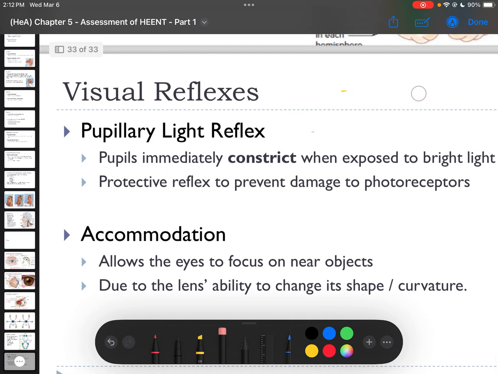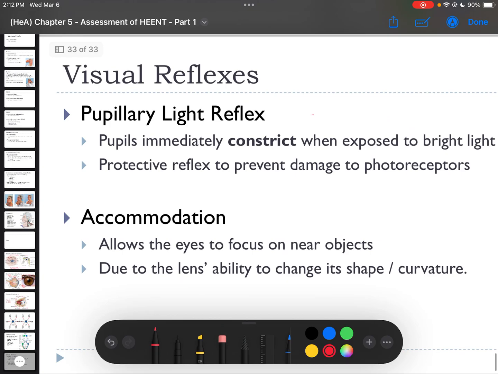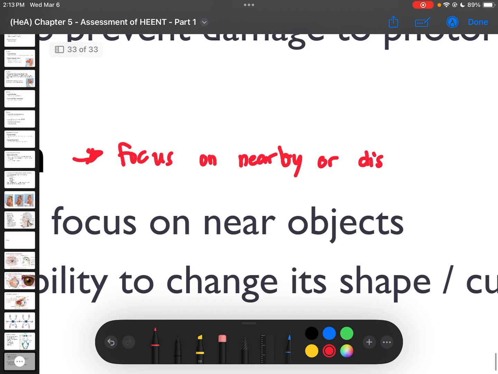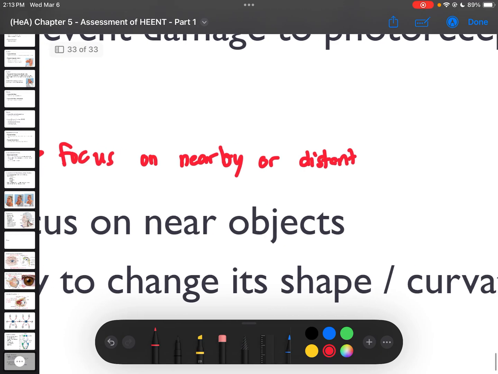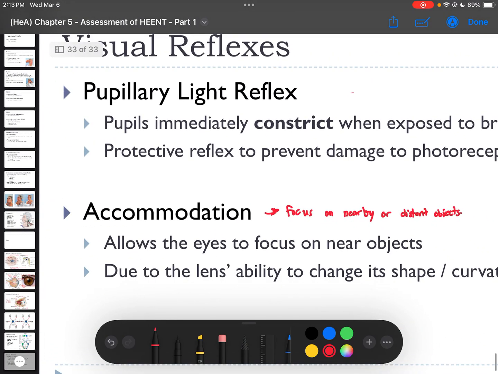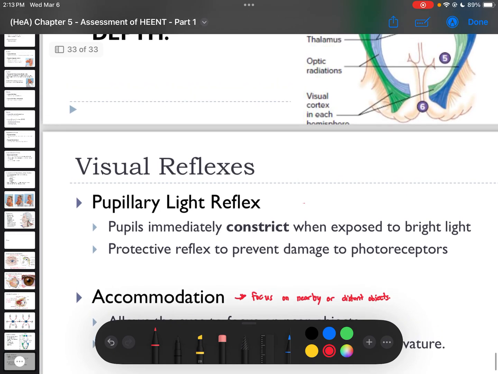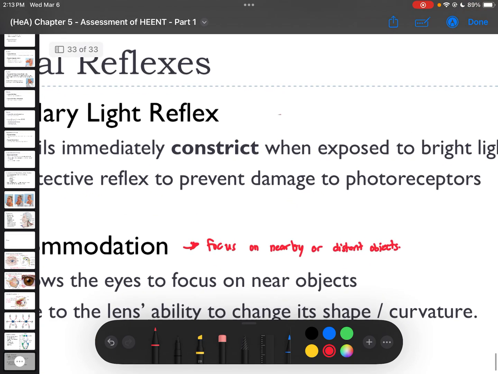And lastly, class, is accommodation. When we say accommodation, it is our ability to focus. Our ability to focus on nearby or distant objects. Okay? Now, our accommodation is being done by our lens.